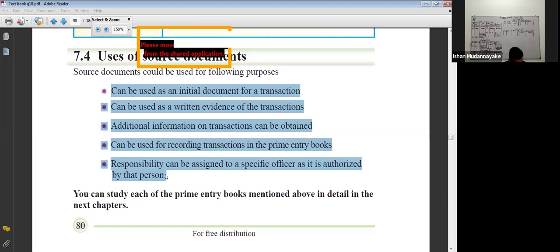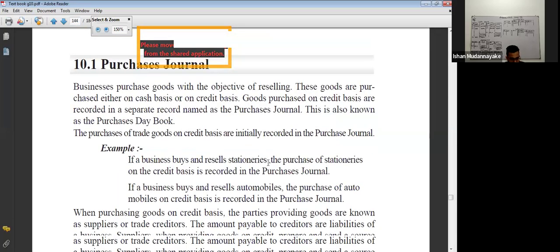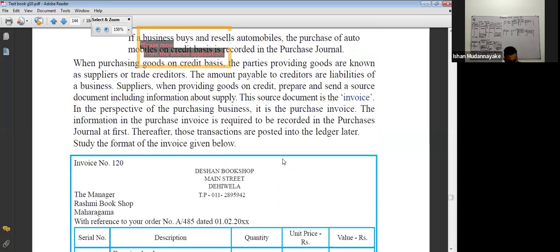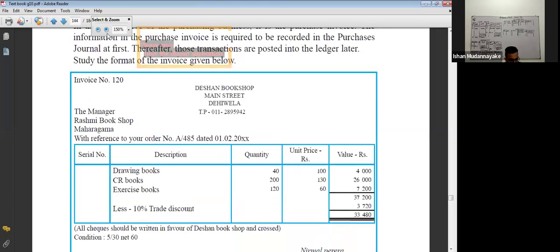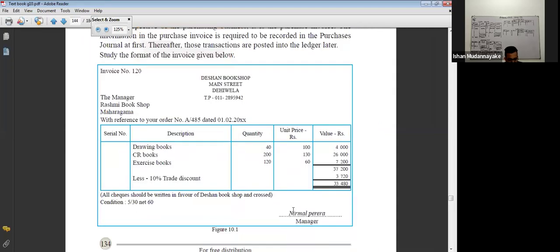Look at one of the source documents, page number 134. A source document: purchase invoice. Here the manager is Nirmal Pereira. Responsible person: Nirmal Pereira.